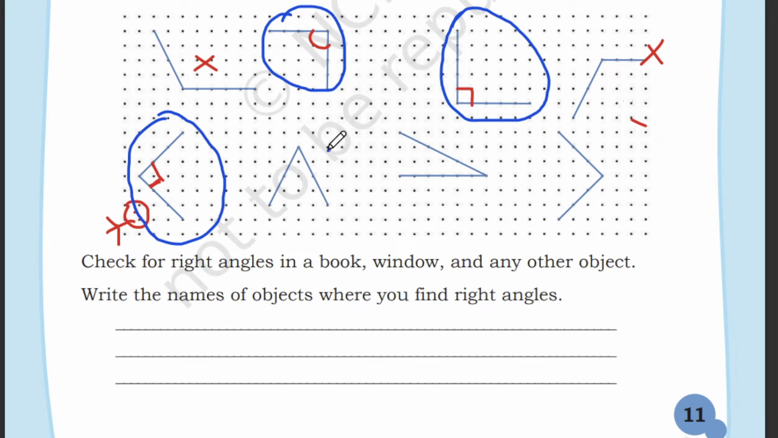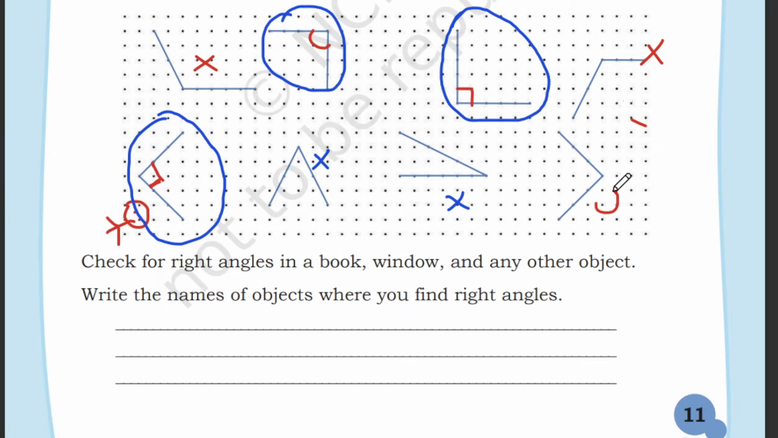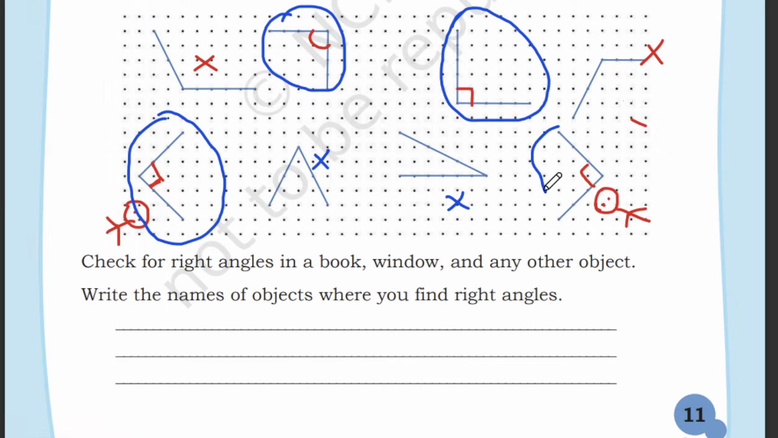So this one is obviously not the right angle because the lines are not straight. Again this one, the lines are not straight. This one we have a straight line. Let's see the position. Yes, we have a straight line, a sleeping line and a standing line. So this is a right angle. This one is the right angle.